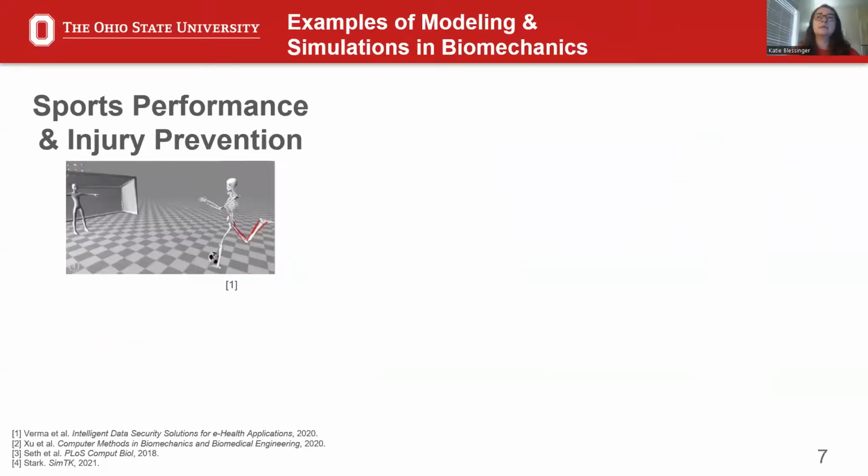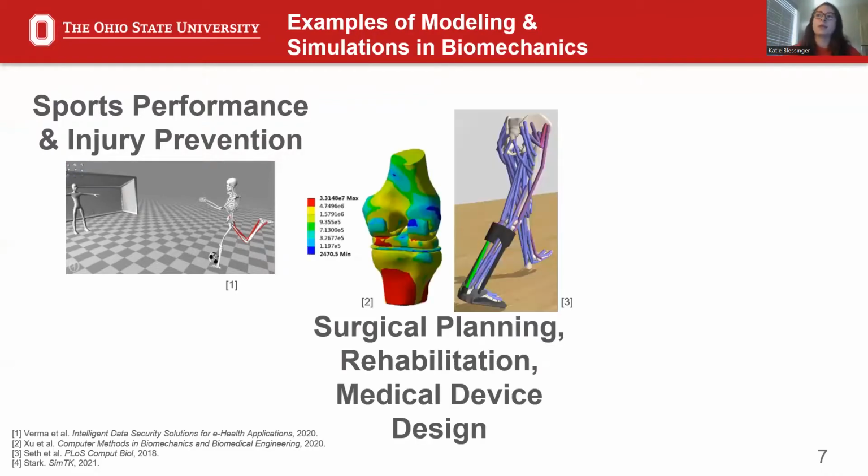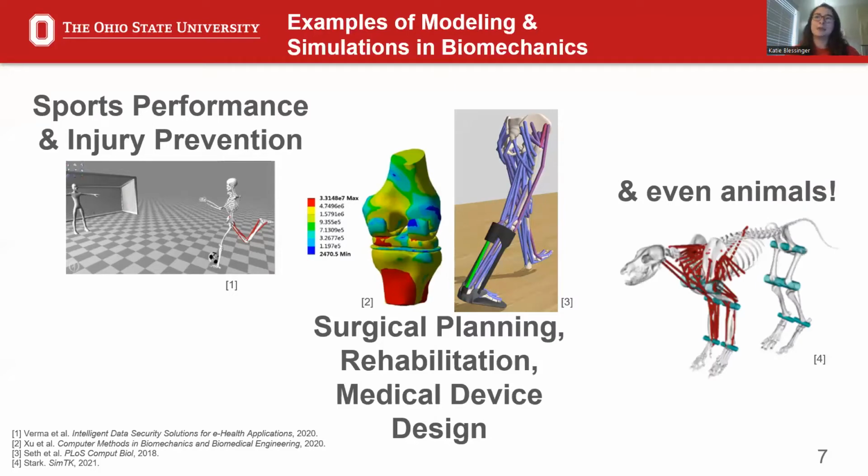And there are a ton of different applications and examples of using modeling and simulations in biomechanics, and one of them is with sports. We can use them to help people play better or perform better at their sports, as well as help prevent them from getting injured, not just in sports, but in everyday life or at work. And we can use them to plan for surgeries and make better rehab protocols and design better medical devices. And we can even use them to study how animals move. So not just people, but animals too.